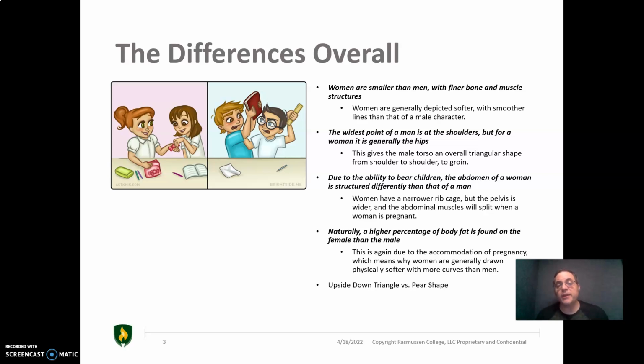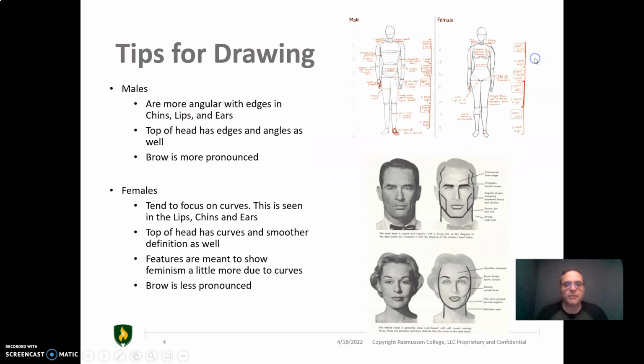Naturally, females have a higher percentage of body fat than males, and this is again due to pregnancy, which is why women are generally drawn physically softer and with more curves than men. A lot of times you see the torsos in two different shapes: the upside-down triangle for men versus a pear shape for women. That's something to keep in mind. Now, there are some tips for drawing males and females.